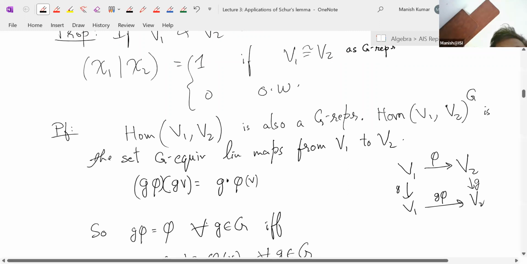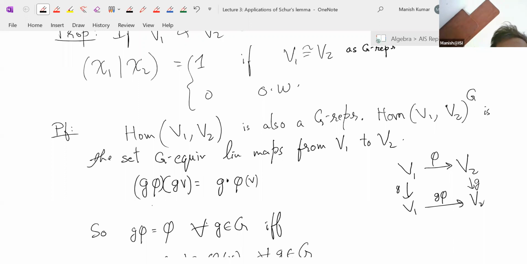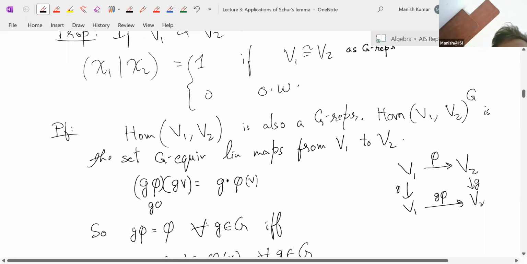G of phi evaluated at gv is g dot phi(v). This was the action. Another way to write this is: (g phi) evaluated at v is g dot phi of g inverse v. So this was the formula written down.